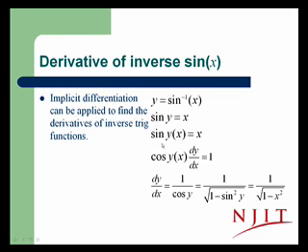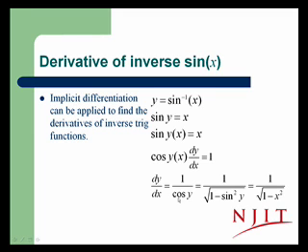Taking the derivative on the left, we have derivative of sine of y is cosine y, and by the chain rule we need a dy/dx. Derivative of x is 1. So we solve for dy/dx. dy/dx is 1 divided by cosine of y.